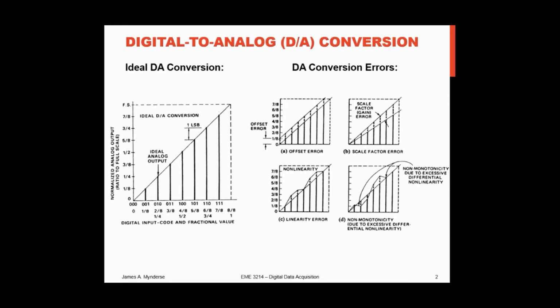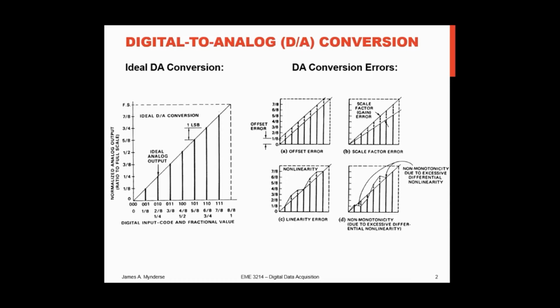Ideally, we'll talk about digital to analog first, because certain types of analog to digital converters use the D to A in the heart of them. So even though analog to digital is more common, we'll talk about D to A first, if that makes sense.